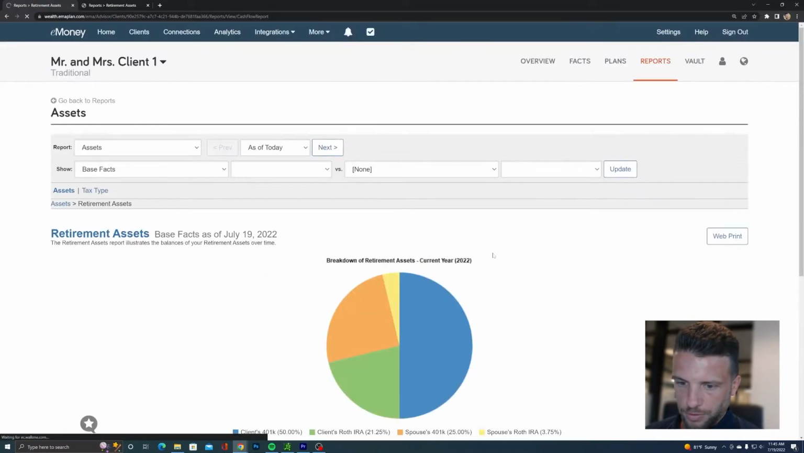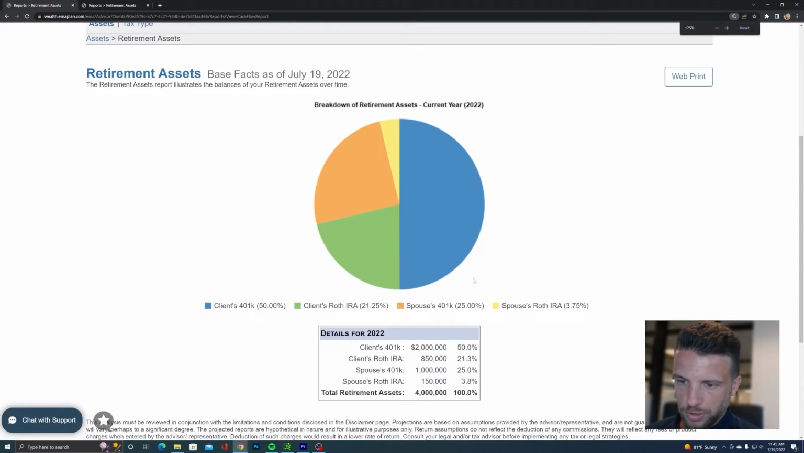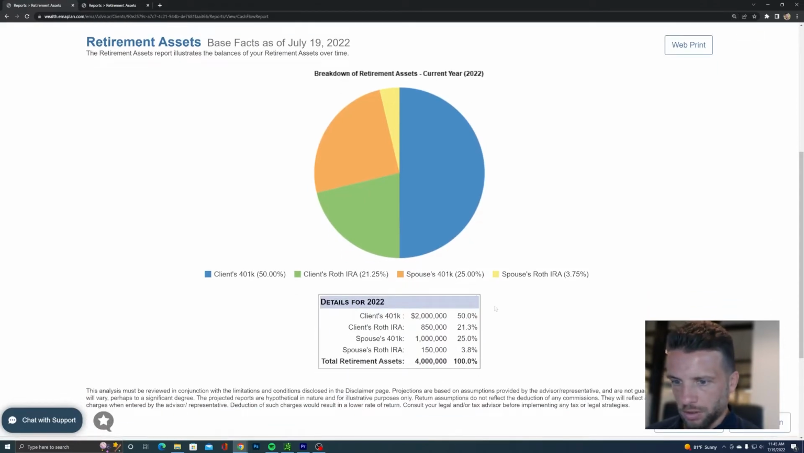So far 70%, but we want to see the split between their Roths if they're here, and they do have Roths, both clients. So client has a 401k of 2 mil, and the spouse has a 401k of 1 mil. So that $3 million combined makes up 75% of the retirement assets, which is 70% of all their investable assets. And that's rather high.